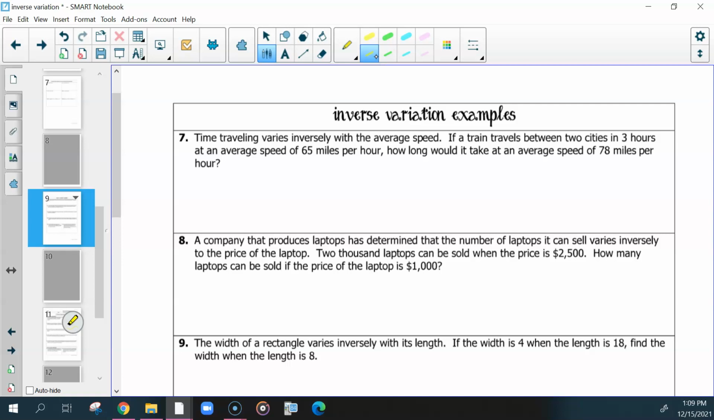Time traveling varies inversely with average speed. If a train travels between two cities in 3 hours at an average speed of 65 miles per hour, how long would it take at an average speed of 78 miles per hour?